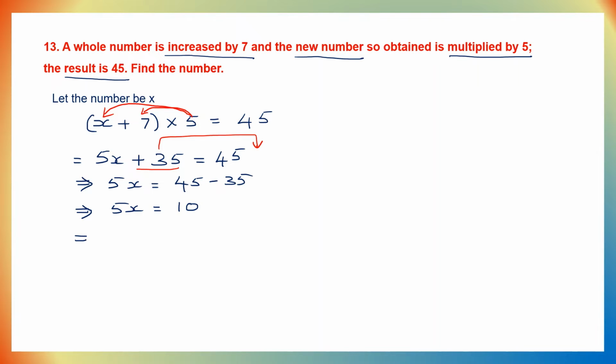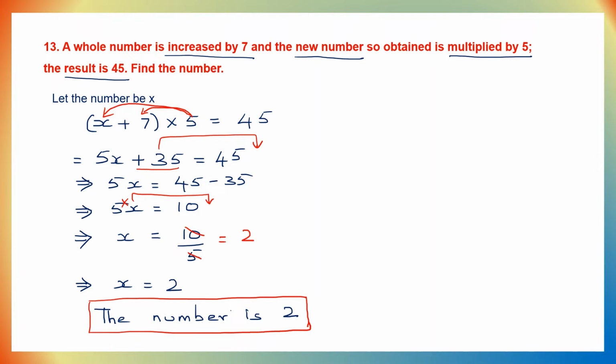So now we can find the value of x. x will be 10 divided by 5 because here it is multiplication and I'm moving it to the right. The transposing makes it division now. So 10 divided by 5 we know is 2. So x is equal to 2, or the number that we have found is 2. So we've been asked to find the number and the number is 2.